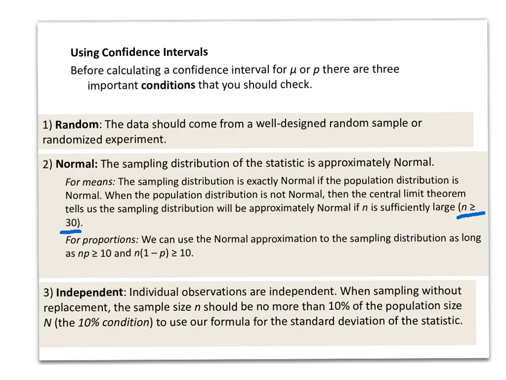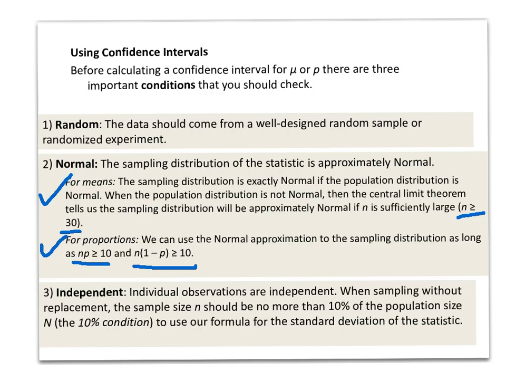For proportions, we use 2 conditions where the number of successes, which we define as n times p, has to be at least 10, and the number of failures also has to be at least 10. So n times p and n times 1 minus p have to both be at least 10 for us to be able to say that the data is approximately normal. So again, for means, that means quantitative data. For proportions, that means categorical data. So 2 different conditions depending on what type of data you're dealing with.